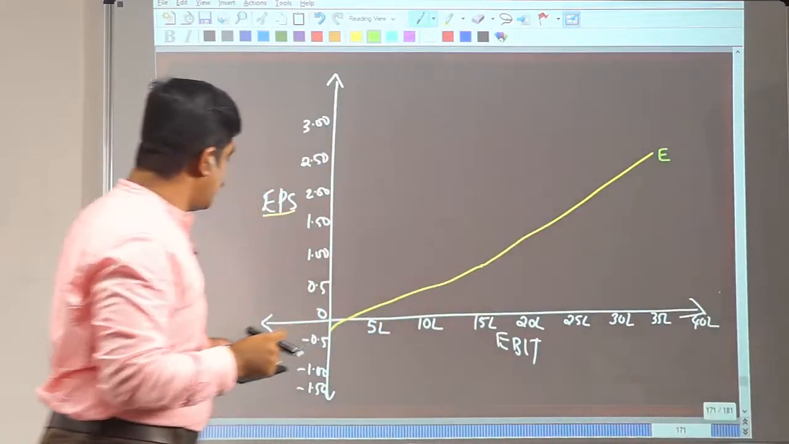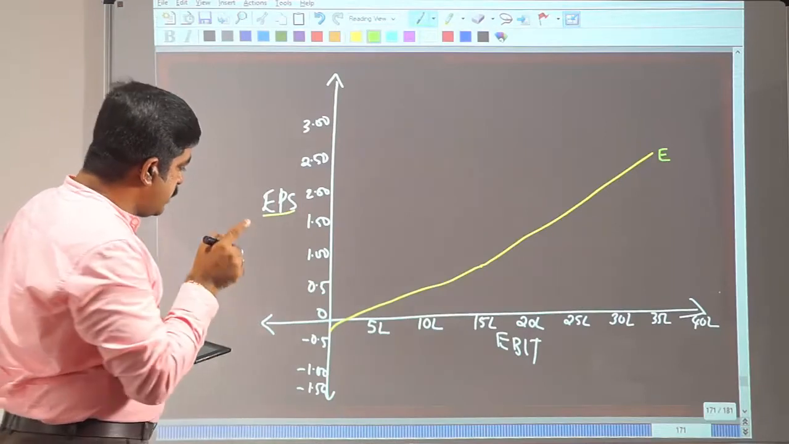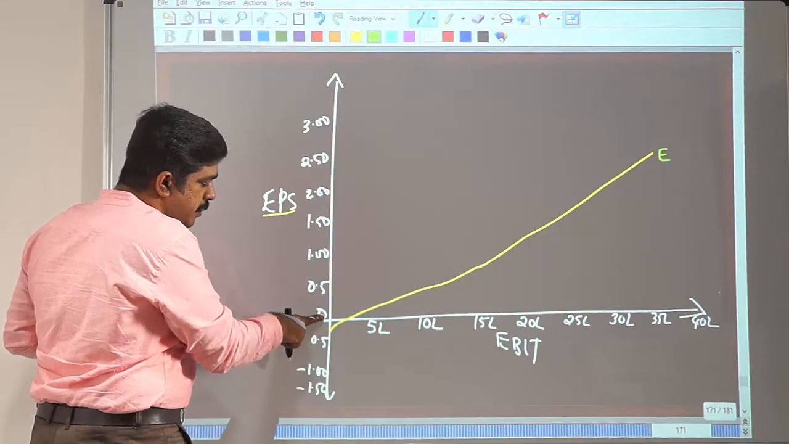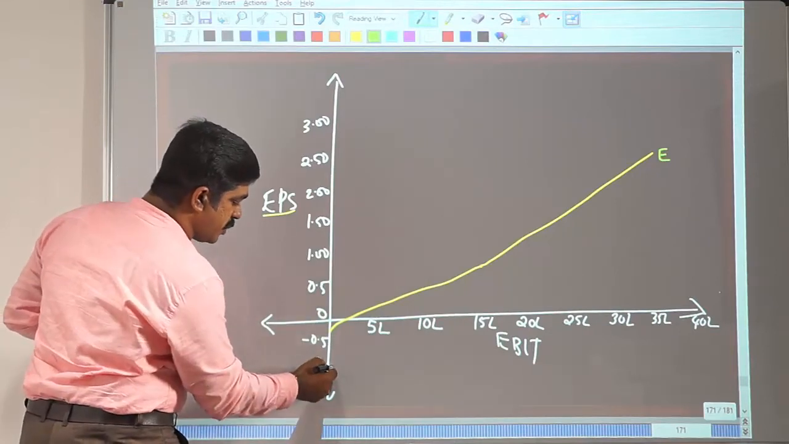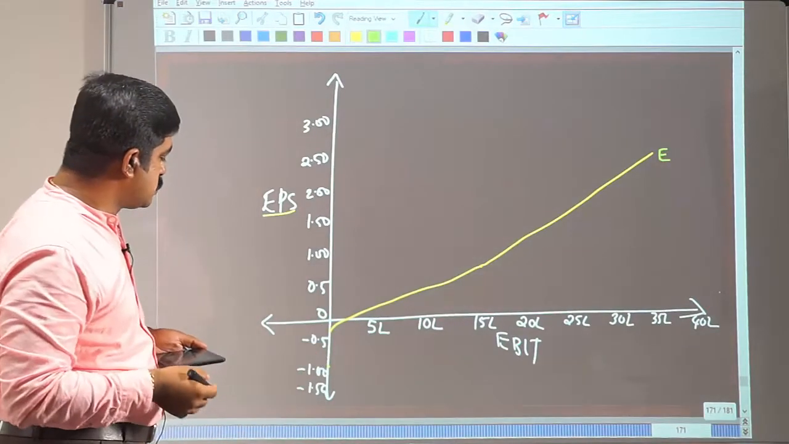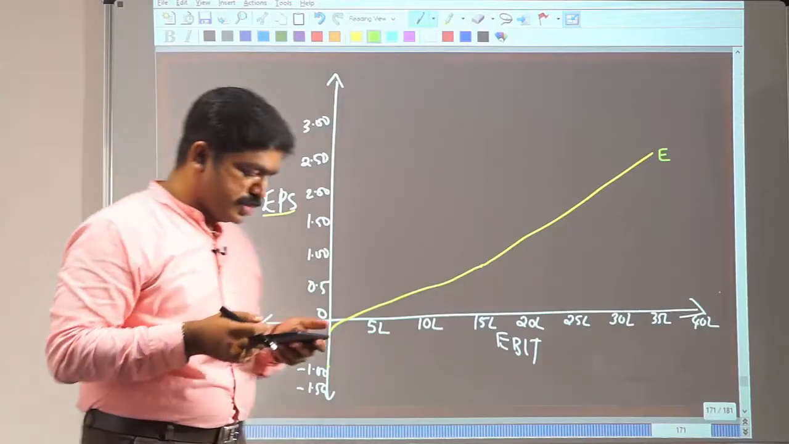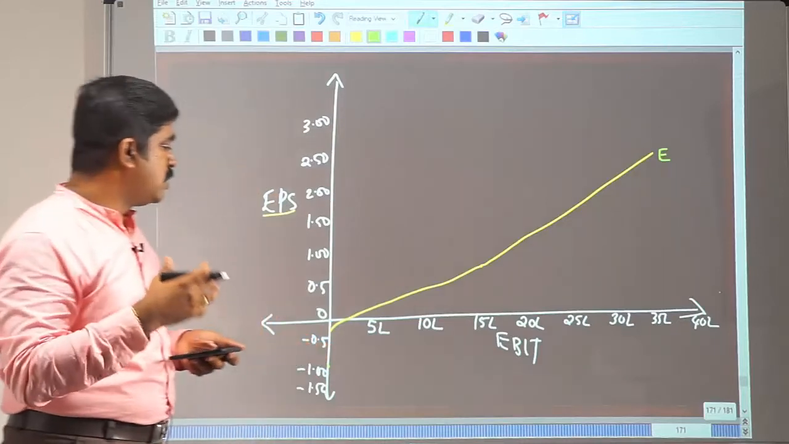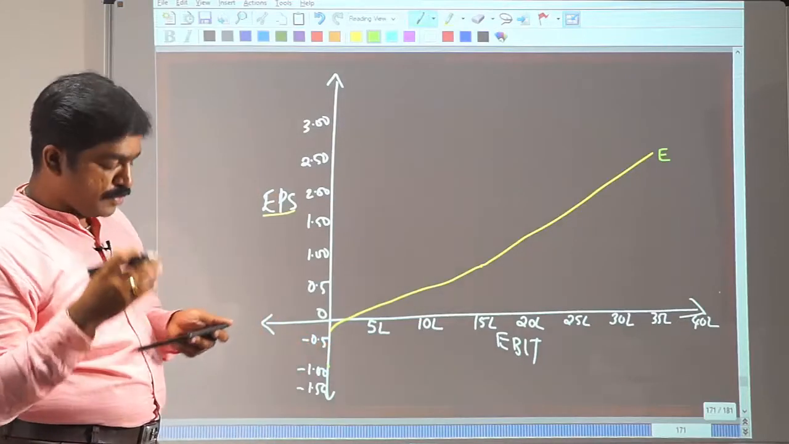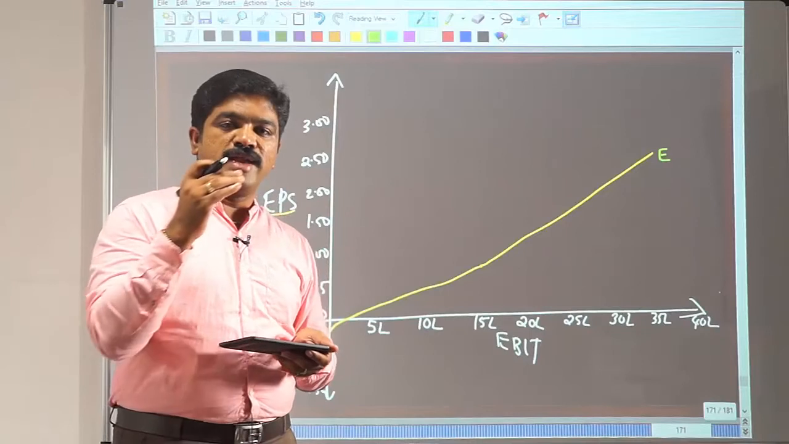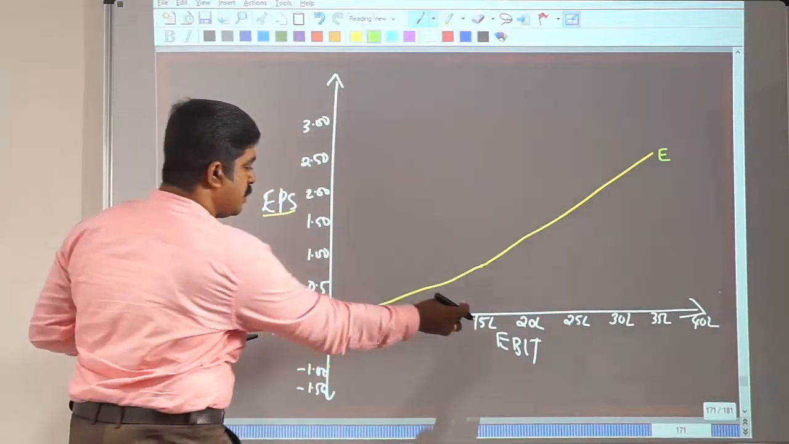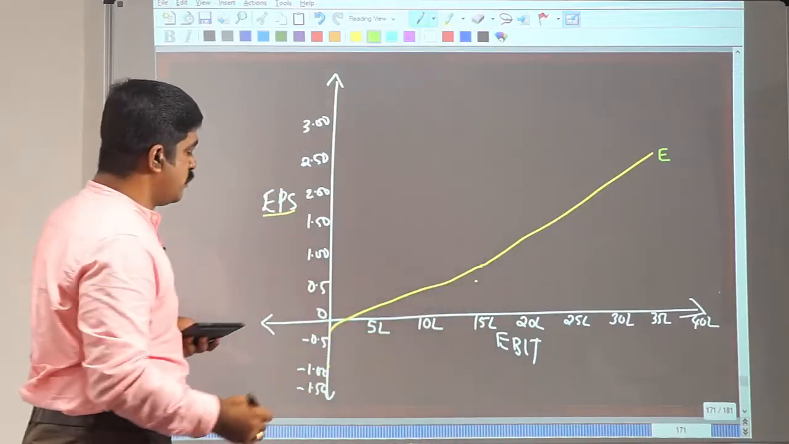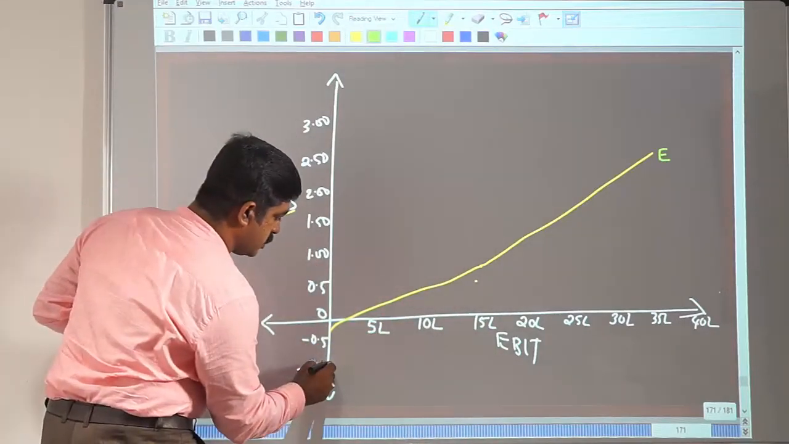Next, we'll draw the line for debt option. If my EBIT is 0, the EPS will be somewhere here, around -1, or a little closer to that. And we know the EPS when EBIT is 15 lakh, because we have already calculated. When EBIT is 15 lakh, the EPS of debt option is somewhere at 5. So it will grow like this.